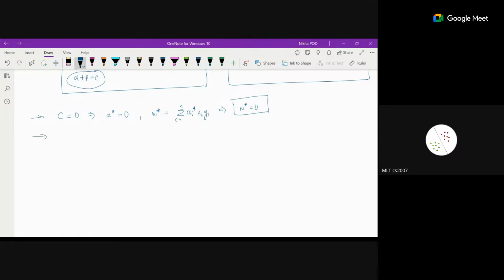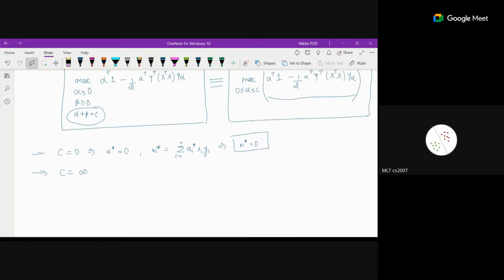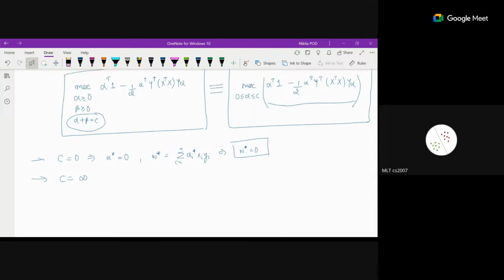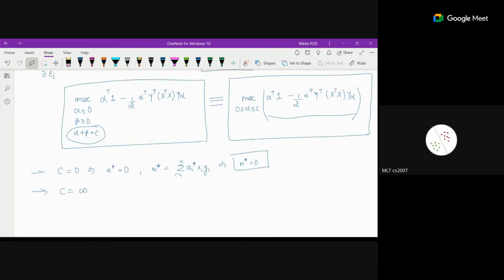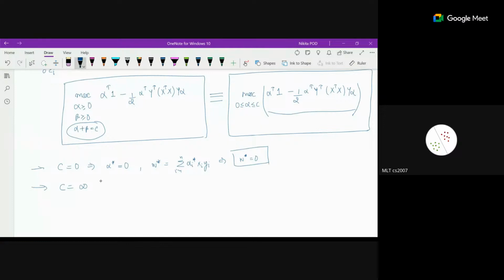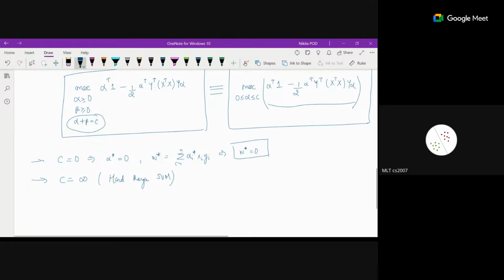Now, what happens if C is equal to infinity? If C is equal to infinity, again, this will be more like your hard margin condition, because if C is infinity, my alpha can go to infinity. And if my alpha can go to infinity, this is again the hard margin SVM that we had seen. And this is exactly what we had gotten for the primal case. All right. So this is what we have observed from this dual formulation.